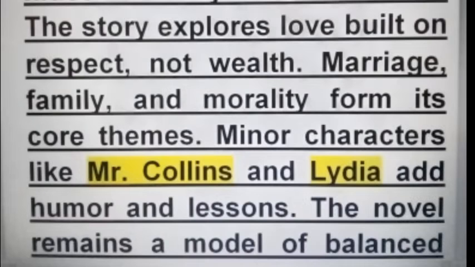The story explores love built on respect, not wealth. Marriage, family, and morality form its core themes. Minor characters like Mr. Collins and Lydia add humor and lessons. The novel remains a model of balanced social and romantic storytelling.